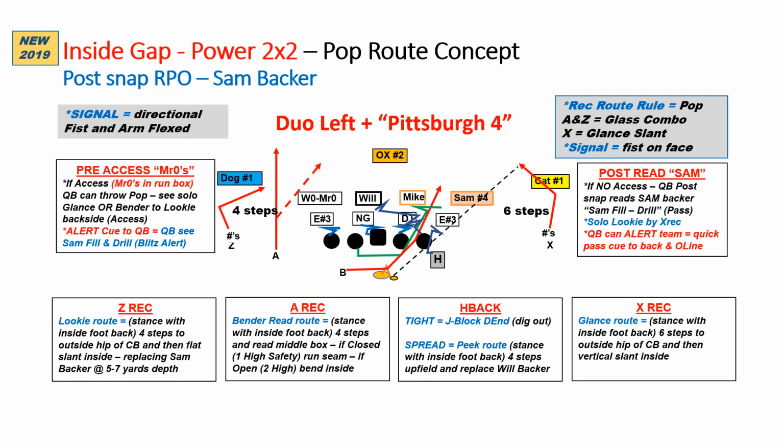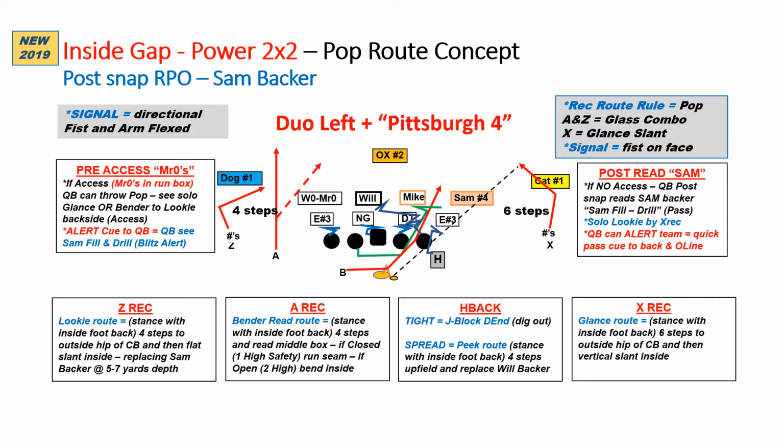Next one then is our inside gap RPOs, and we'll go through the different plays here. We use what's called a pop route concept, and these are post-snap RPOs. We're going to be reading the Sam backer here. So with this, again, the Z and the A are locked into the same routes regardless of 2x2 or 3x1.